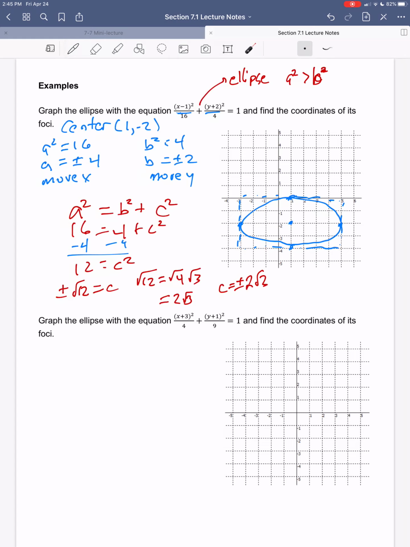This is a horizontal ellipse, so that's how far I'm moving in the x direction. So I'm going to keep the y-coordinate of the center, but I'm going to change the x-coordinate. So the y-coordinate is going to stay at negative 2. The x-coordinate is going to start at 1, right? That's the start of the center. But it's going to go up or down by this 2 square root of 3.